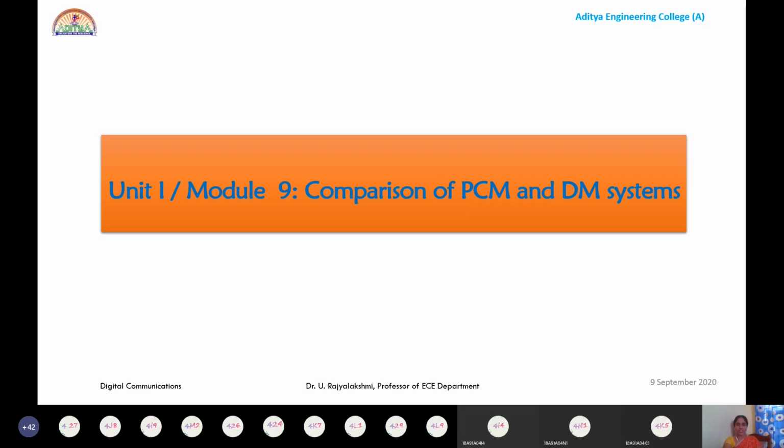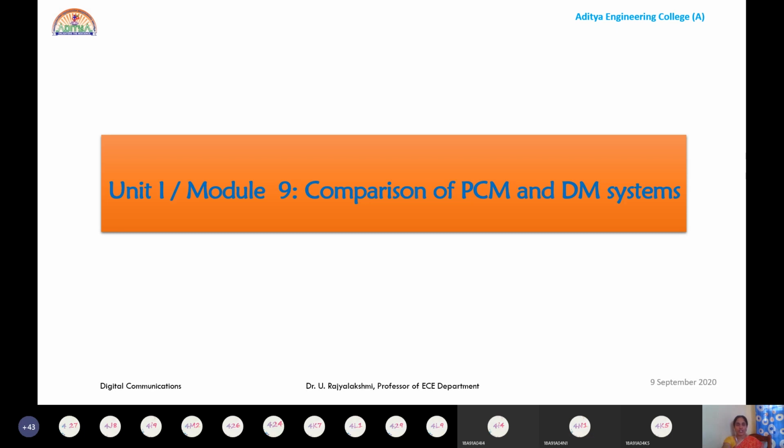The second type of pulse digital modulation is delta modulation. Delta modulation is specially preferred to reduce the channel bandwidth. But one thing that you should remember is that in delta modulation SNR is poor. SNR is less compared to that of PCM. But why are we opting for DM? In order to reduce the channel bandwidth. But in DM we have two drawbacks: slope overload distortion and granular noise.